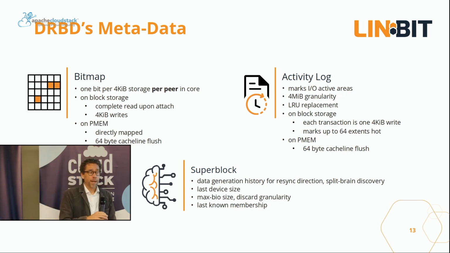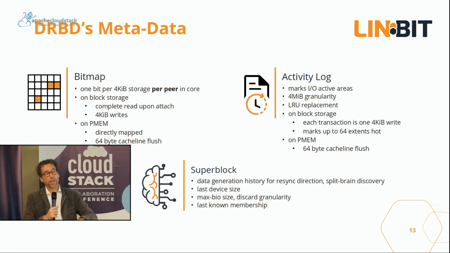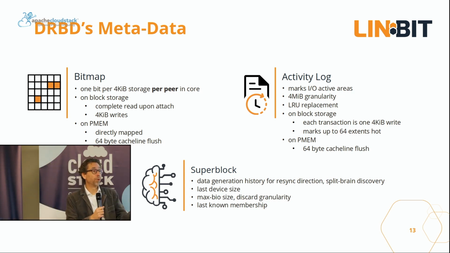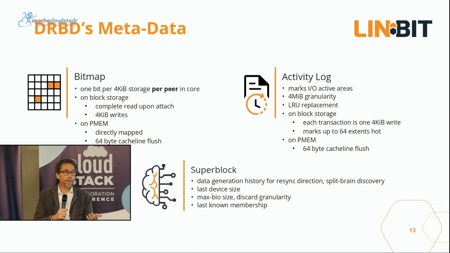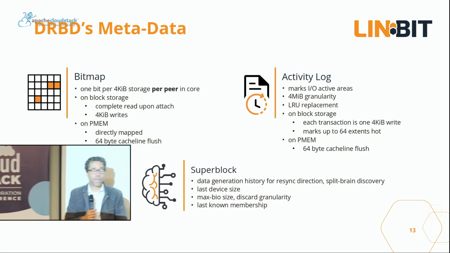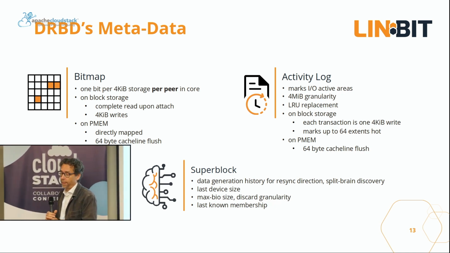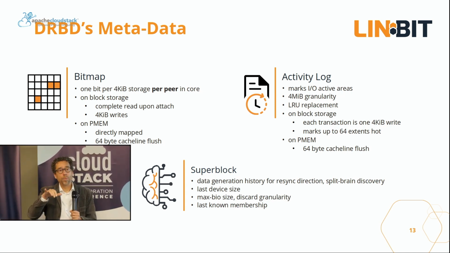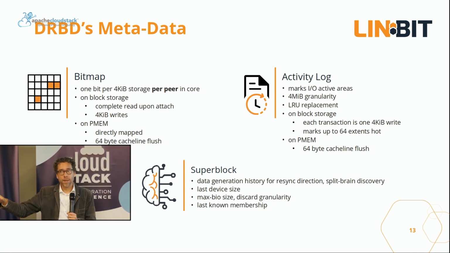And in the moment we have a primary crash and we recover that machine, we read this activity log, we find out which extents were hot, and for all the hot extents, we then request them from the surviving nodes to send us over the data. So this is the rollback process, right? And the main tuning knob to optimize this for your specific use case is you can decide how many of those 4 megabyte extents might be active at the same time.